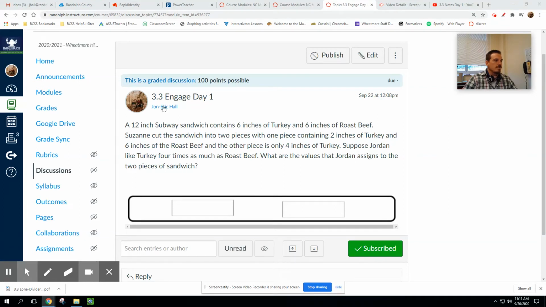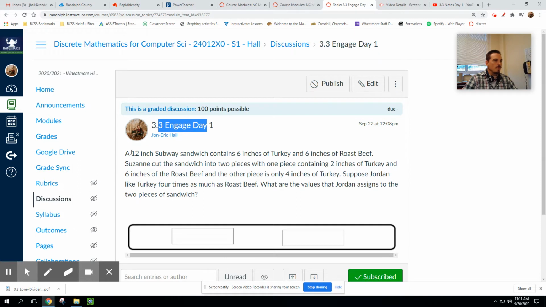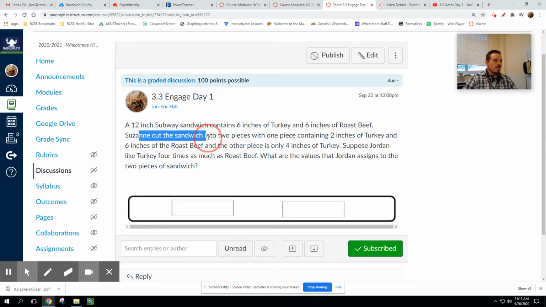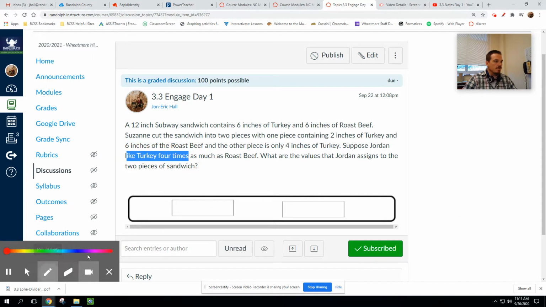All right, for today's Engage, 3.3 Engage Day 1. The situation says a 12-inch Subway sandwich contains 6 inches of turkey and 6 inches of roast beef. Suzanne cuts the sandwich into 2 pieces, one piece containing 2 inches of turkey and 6 inches of roast beef, the other 4 inches of turkey. Suppose Jordan likes turkey 4 times as much, that's important, as roast beef. What are the values that Jordan assigns to the 2 pieces of sandwich?